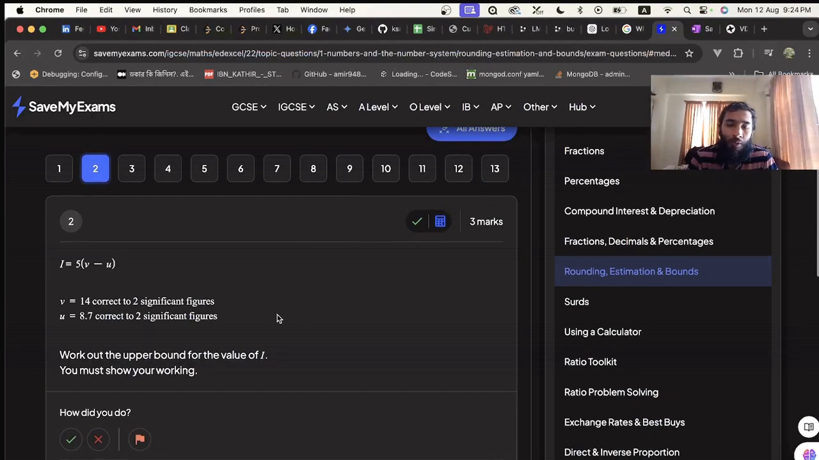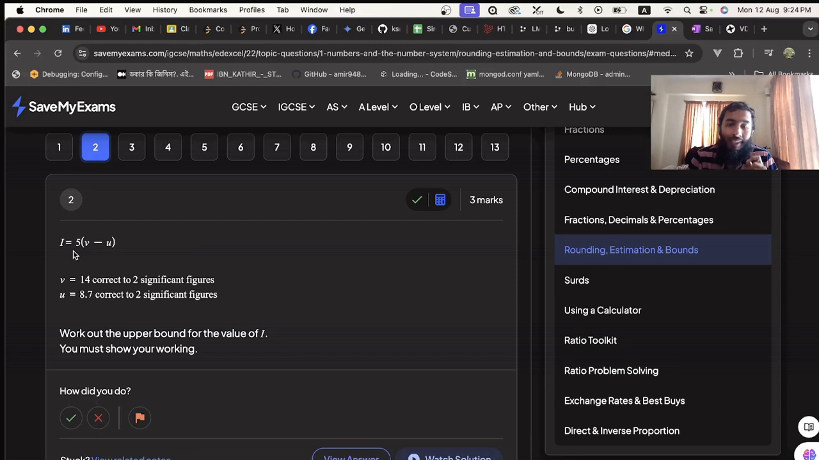Problem number 2 shows there is an equation given: I equals 5 multiplied by v minus u. Here the variable v is 14 correct to 2 significant figures. I'll explain this. And u is 8.7, also correct to 2 significant figures.